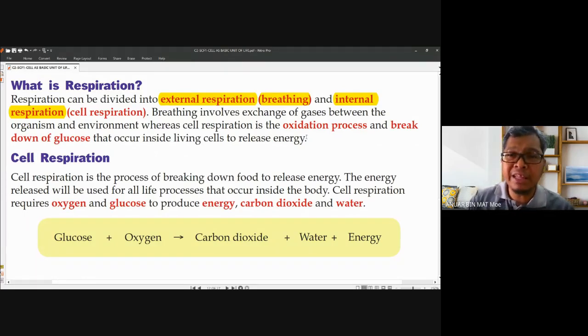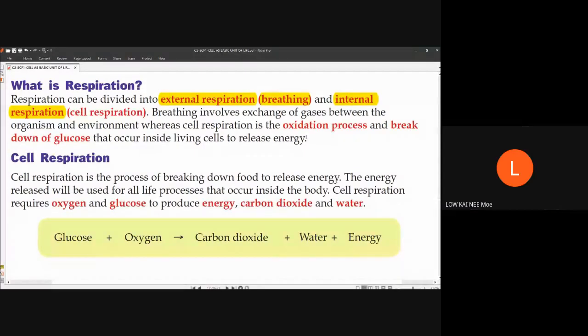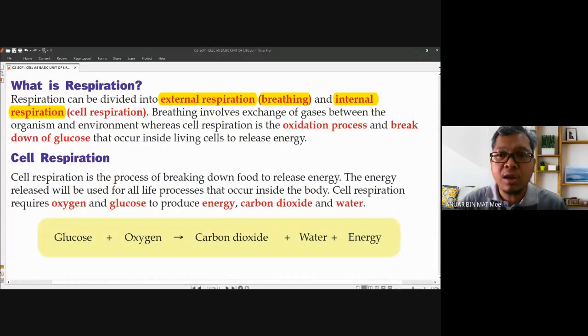Breathing means you inhale the air that contains what gas? Can anybody tell me? When we breathe, we inhale and then we exhale, you breathe in and you breathe out. What type of gas do you need? Oxygen. Yes, when you breathe in you need oxygen, because in air we have oxygen gas. Very good. We need oxygen in order to do external respiration.